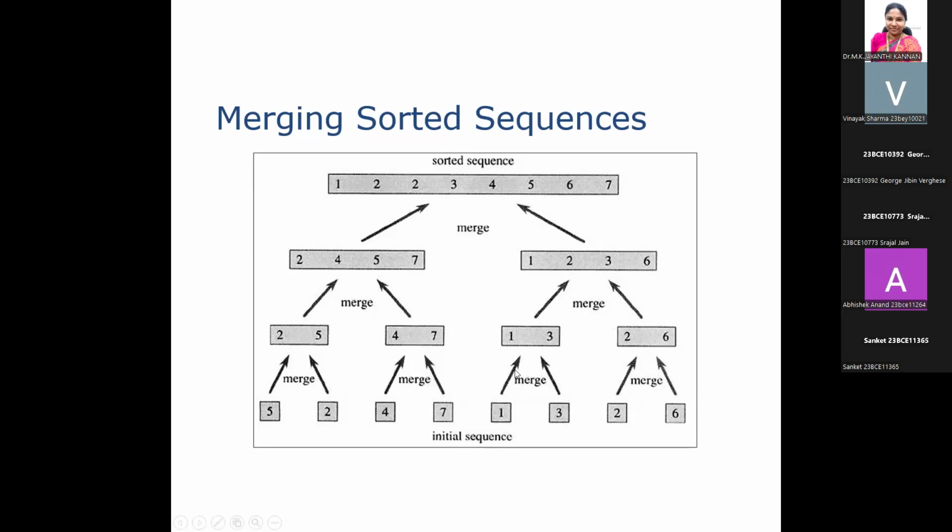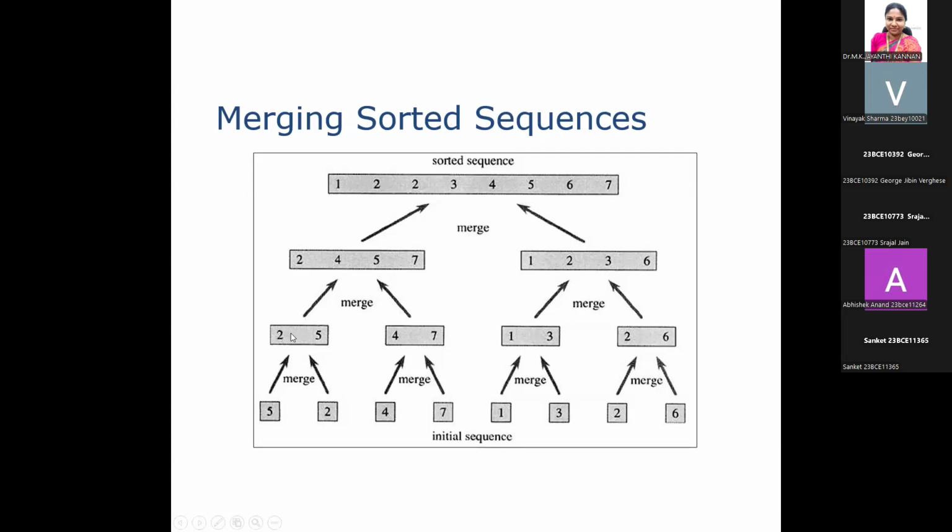Next two elements we are taking, merging and sorting. Merging is done. Again, it's already in sorted form. Again, here we are merging and sorting. It's already in sorted form. No need to merge. Again, in the first level, we are merging and sorting. In the second iteration, we need to merge these two, then sort. Then merge these two and sort.